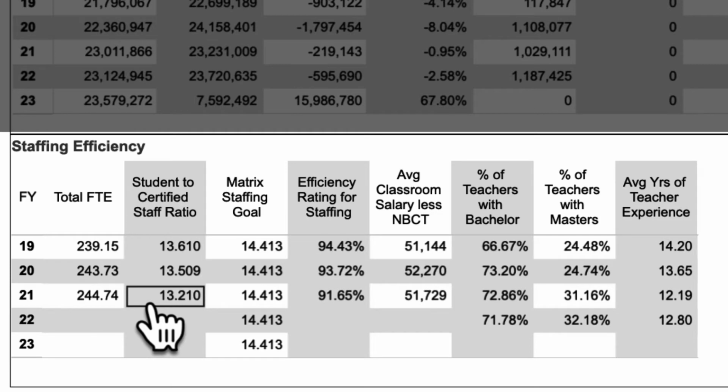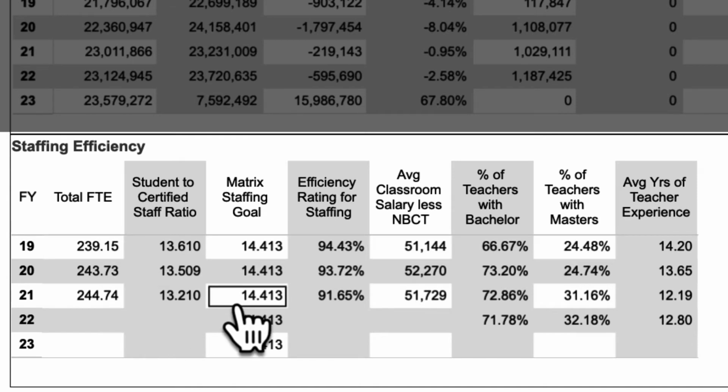Now the matrix staffing goal, remember, is set based on a prototypical school of 500 students with 34.69 licensed employees. So that's a staffing ratio of 1 employee for every 14.4 students. We do a comparison between the school district's ratio compared to the staffing goal in the matrix, and that percentage is 91.65%. So anything above 90% we've noticed is a really good staffing model for school districts. They're more closely aligned to the matrix.